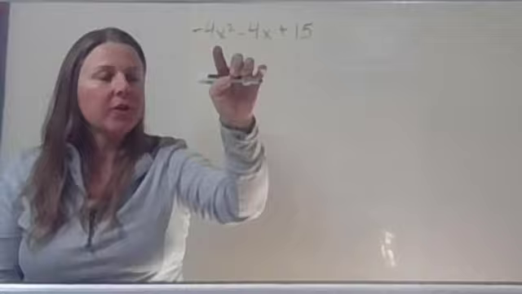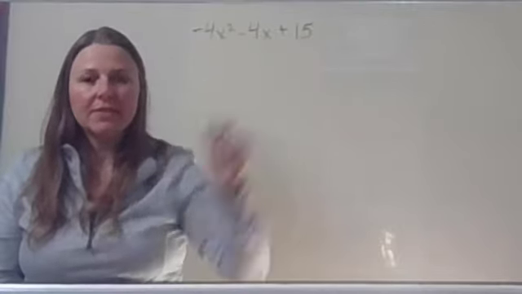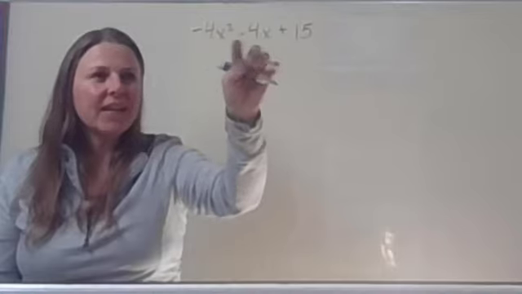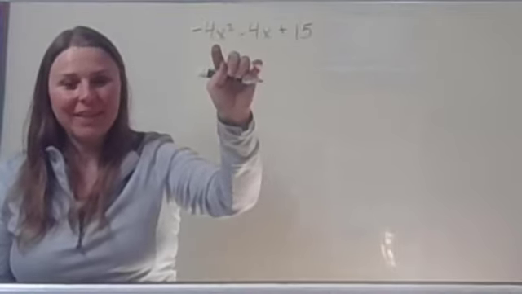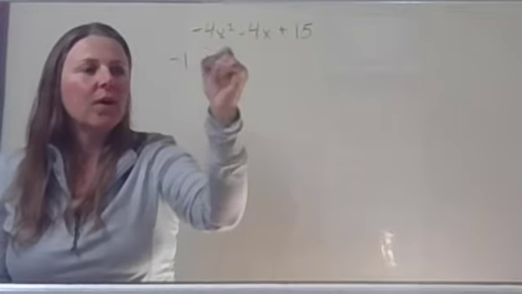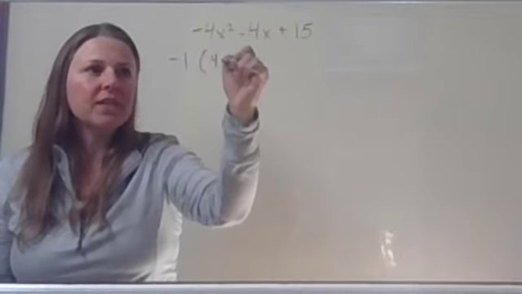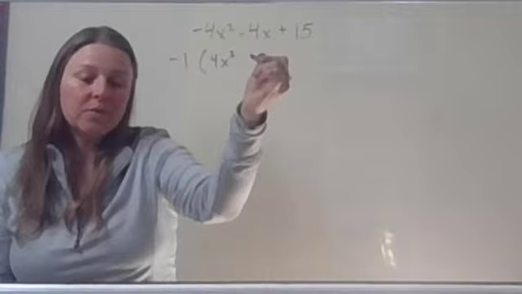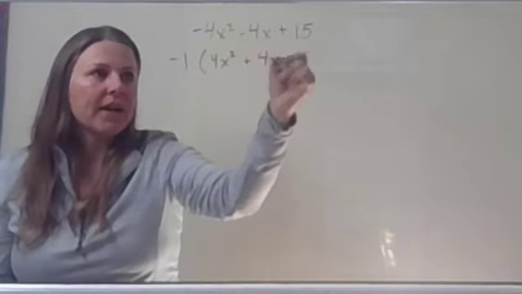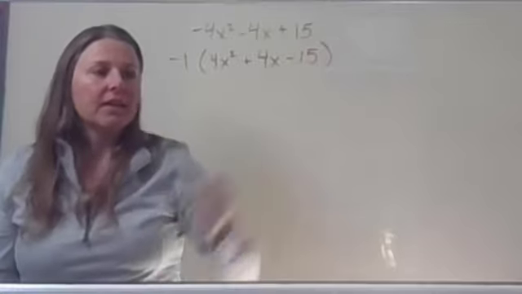Next is negative 4x squared minus 4x plus 15. Now, I'm noticing that there's two negatives, and I don't enjoy it when the leading coefficient is a negative. I don't know why. So I'm just going to take a negative 1 out. You don't have to do this. You can take it out later, or you don't even have to take it out. I'll show you a multitude of the correct same answers at the end.